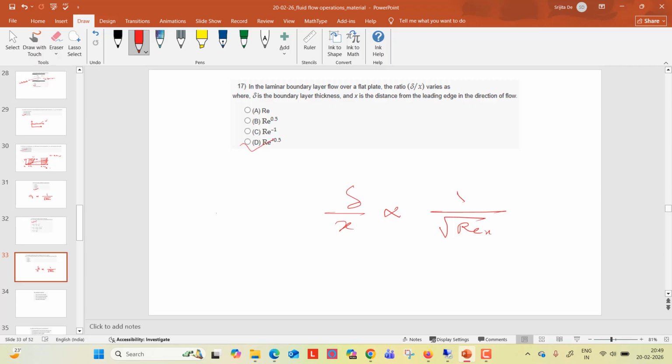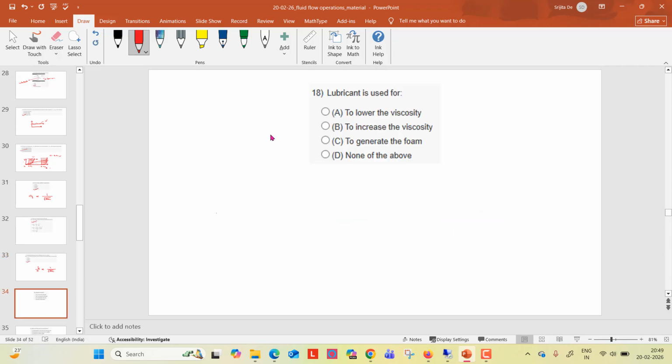Next, lubricant is used to lower the viscosity, to increase the viscosity, to generate foam, or none of the above. Obviously, lubricant is used to lower the viscosity. Lubricants are used to reduce the friction between two moving parts in equipments or joints or any cases. Its work is to lower the viscosity to make it more smooth.